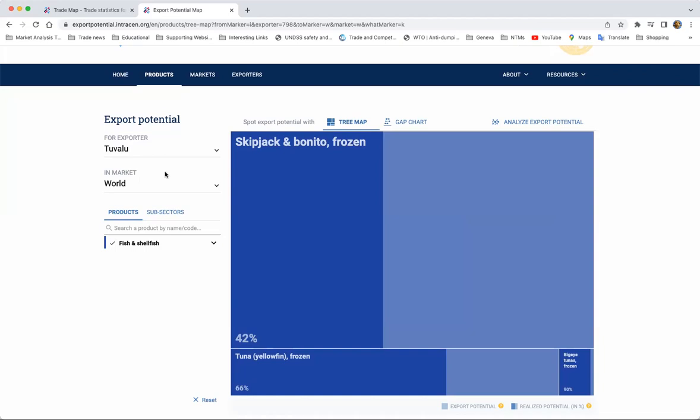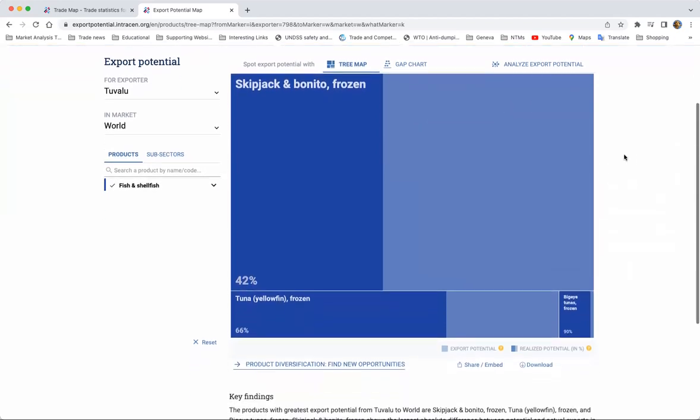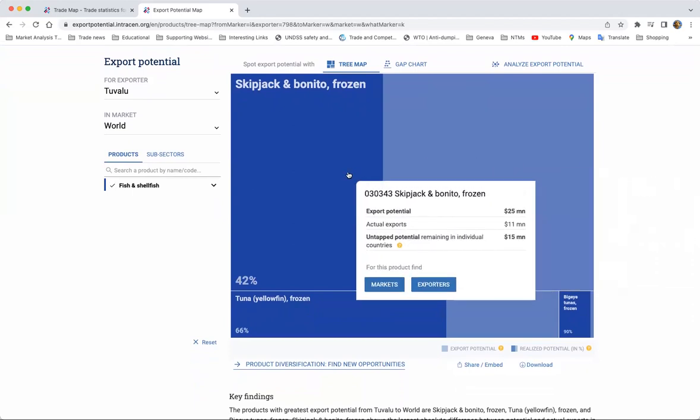The market is the global market. And here you get a list of products that show a lot of promise. So you can see that for Tuvalu, this is clearly different types of fish. How to interpret this tree map?